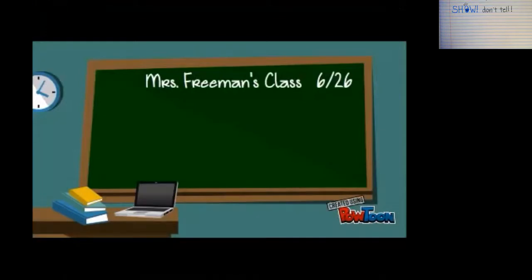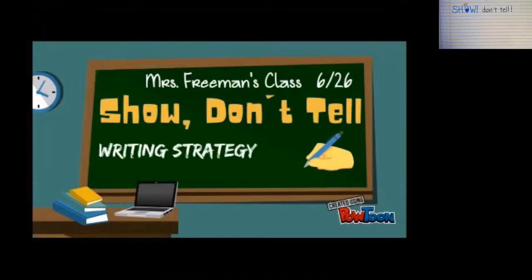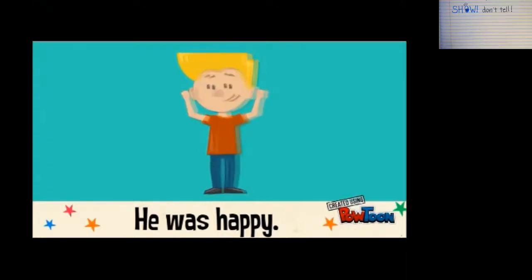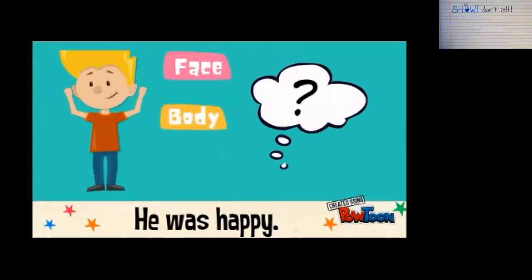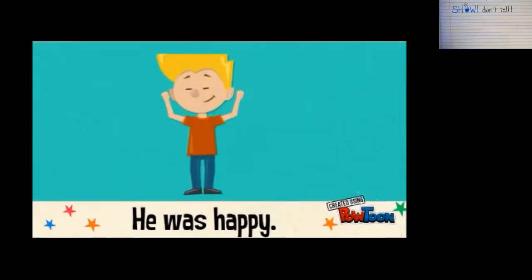Today you're going to learn a writing strategy called show, don't tell. Using this strategy, you can make your writing come to life in your reader's mind. Writing "he was happy" doesn't give your reader a clear idea of what your character is really feeling. You want to show them. Think about his face, his body, and his voice. Using show, don't tell, you can help your reader to really imagine the characters in each situation. Like this. Really try to visualize what your character looks and sounds like.